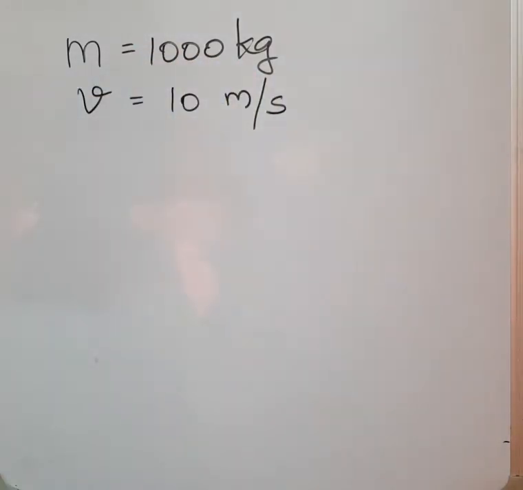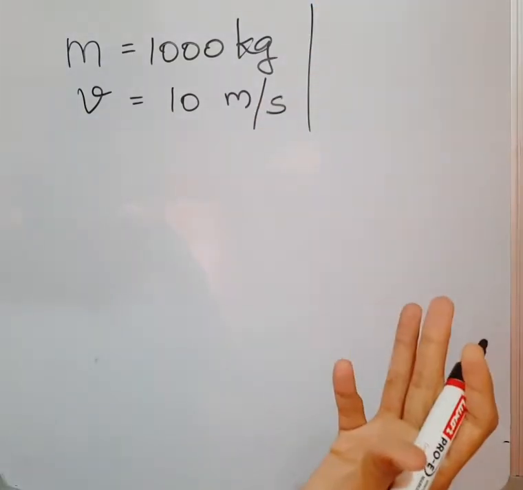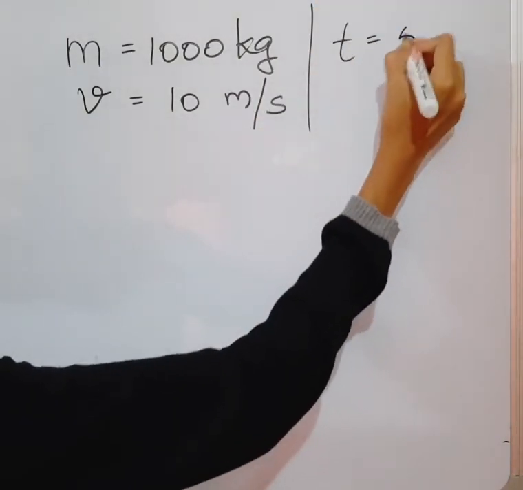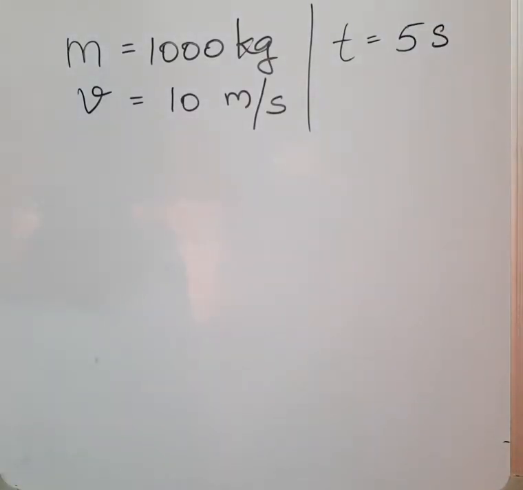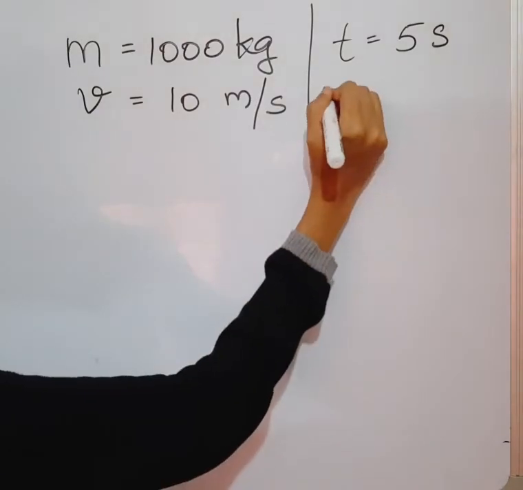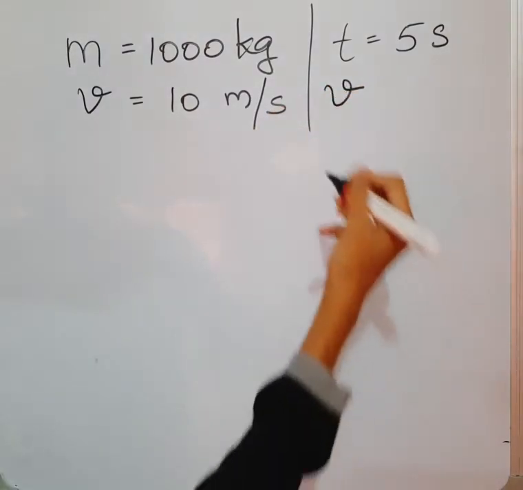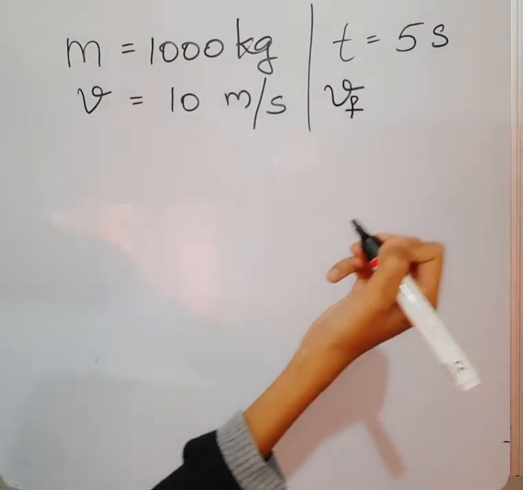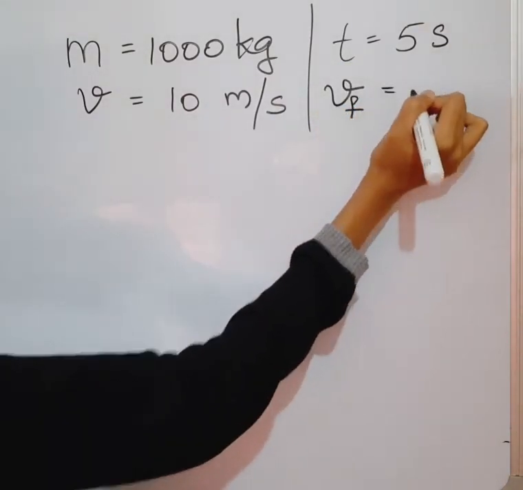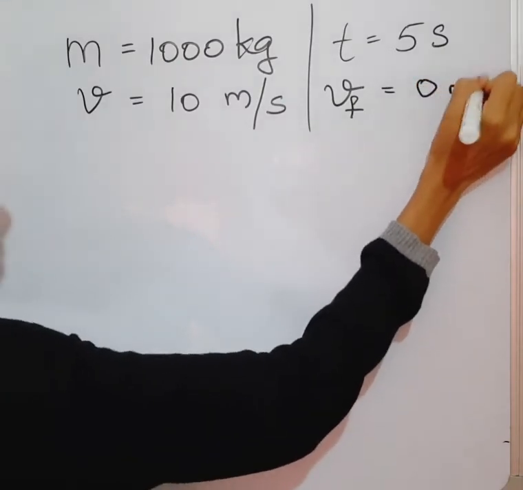And it is given that the car applies its brakes and it comes to rest in 5 seconds. So let's write the time that's given. T is equal to 5 seconds. And the car comes to rest. We know that any object that comes to rest has a velocity of 0. So let's write it as the final velocity, because it comes to rest at the final moment, and Vf, the final velocity, is 0 meter per second.